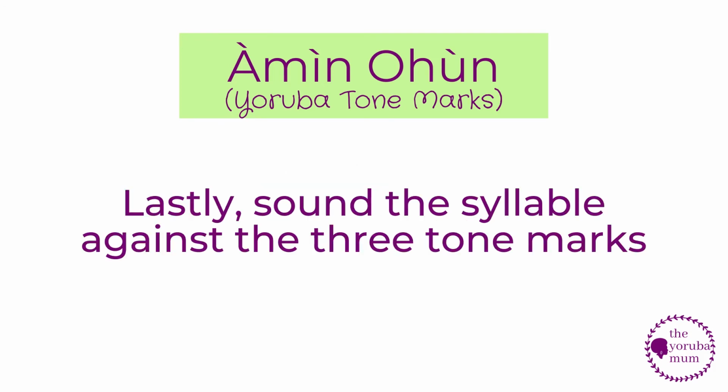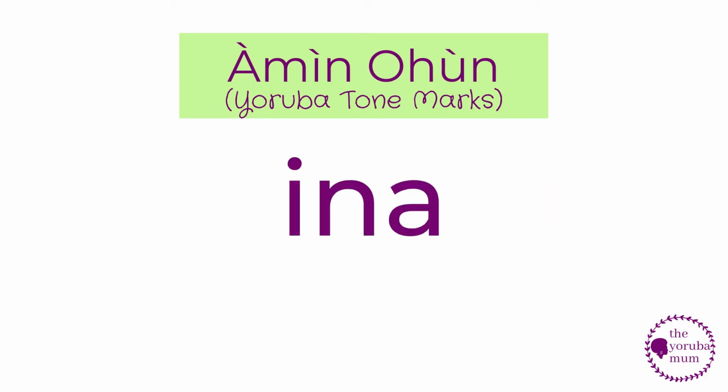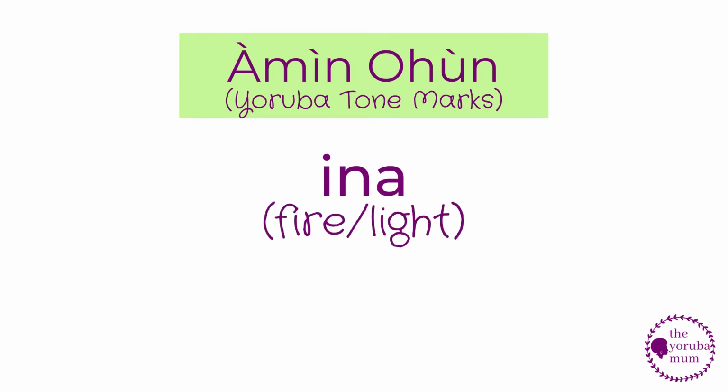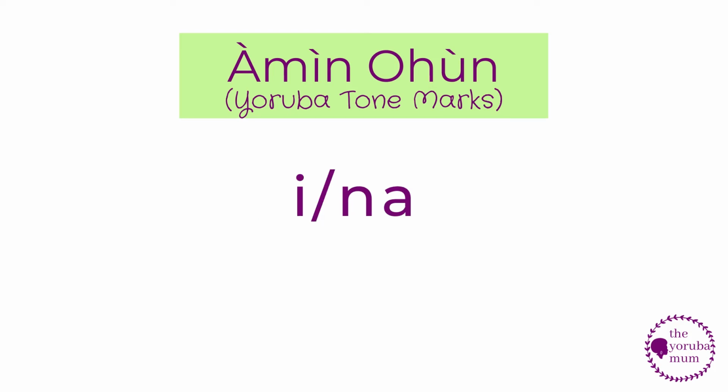Then thirdly, sound each syllable against the 3 tone marks. Now this is what I mean. The word ino. Ino means fire. So I said to fix the tone marks, we first need to pronounce the word correctly, then break the word into syllables. So to break the word ino into syllables, we will have e and then no. And then thirdly, we sound each of these syllables against the 3 tone marks. The 3 tone marks again are do, re, mi. So let's try it.